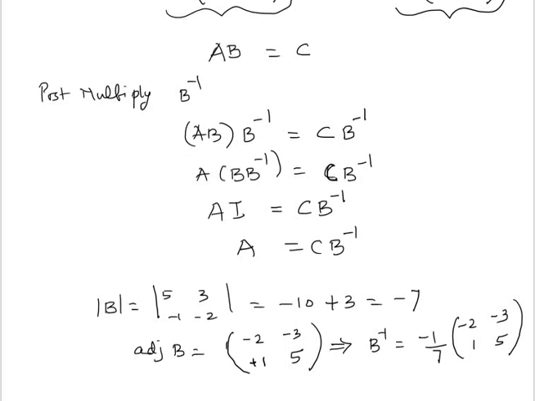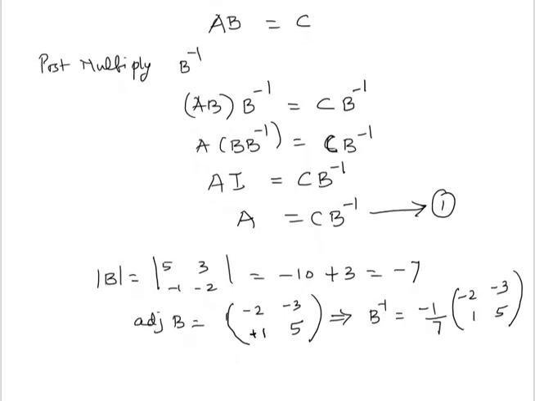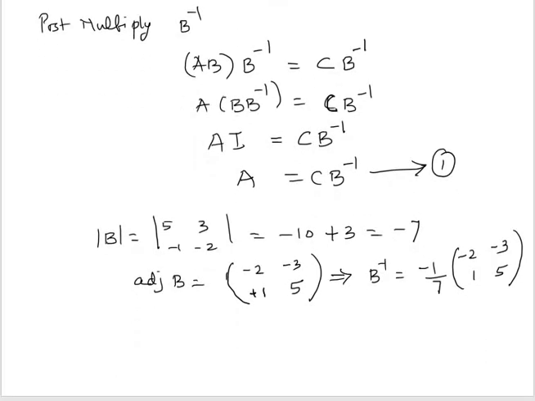This formula. Here I can substitute. This is equation number 1, and I can substitute here. The minus can also be taken inside. Therefore, B inverse is 1 by 7 into the matrix 2, 3, minus 1, minus 5, after taking the minus inside. Or even if we keep it outside, nothing is wrong. Then also we'll get the answer, right?